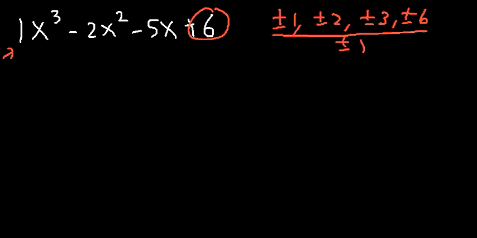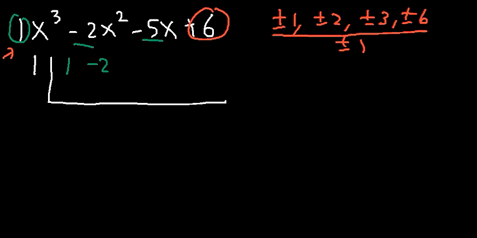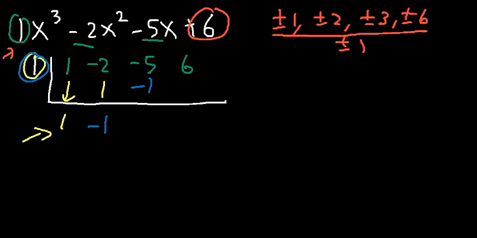Let's start with positive 1. Let's see if that works. So we're going to use synthetic division. The coefficients that you see, 1, negative 2, negative 5, and 6, we're going to place them here, and bring down the 1. In synthetic division, you're going to multiply, add, and just repeat the process. So 1 times 1 is 1, and negative 2 plus 1 is negative 1. Then 1 times negative 1 is negative 1. Negative 5 plus negative 1 is negative 6. 1 times negative 6 is negative 6. 6 and negative 6 is 0.